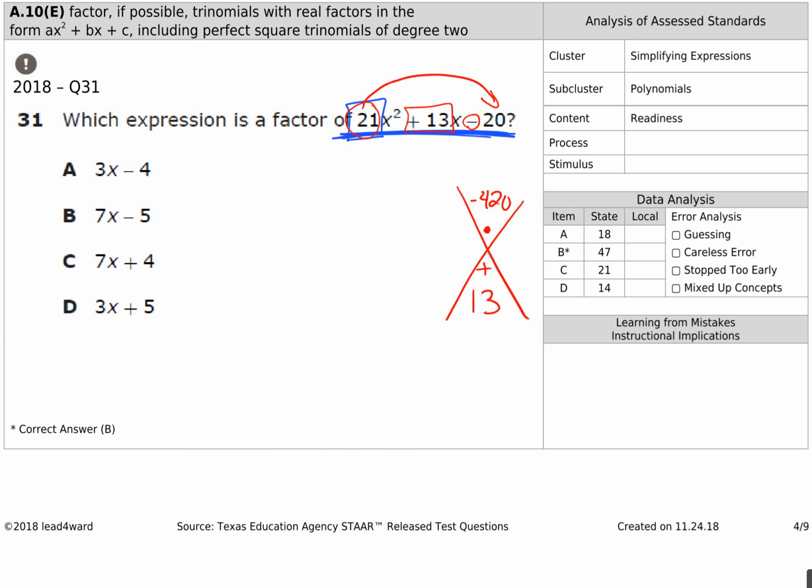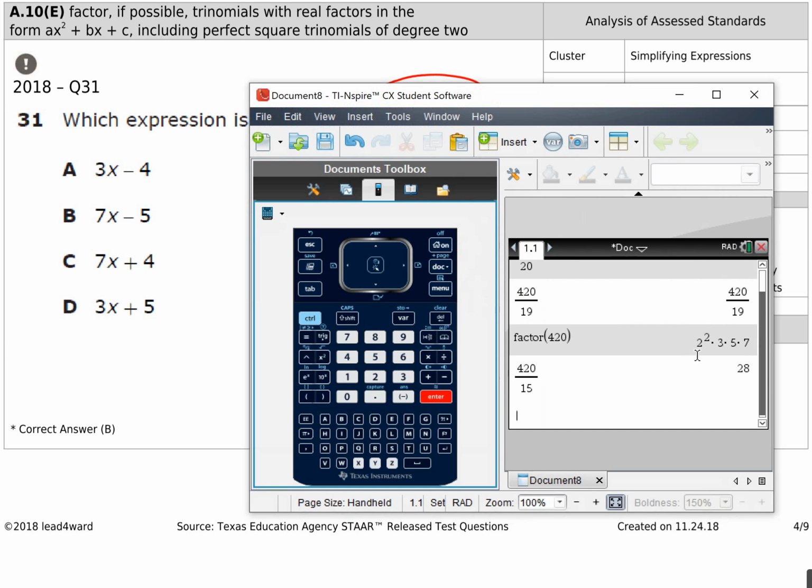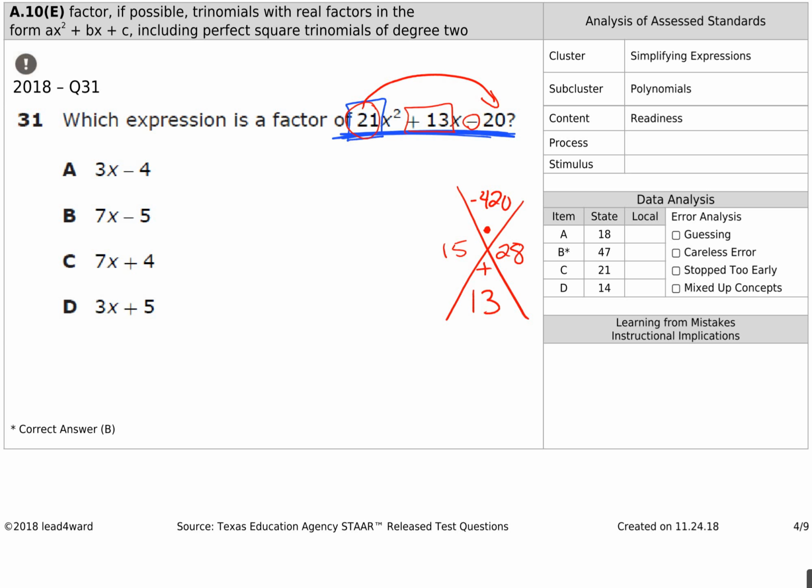So let's take a look back at this question. We want it to be a positive 13, we said 15 and 28 for the two numbers. 15 times 28 would give us 420. And one of them has to be negative because the original number was negative. When they're added together, we would need it to be a positive at the end. So the bigger number needs to be positive, so the 15 would be negative.